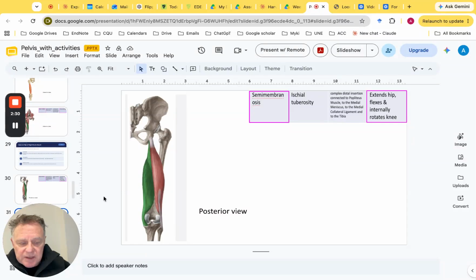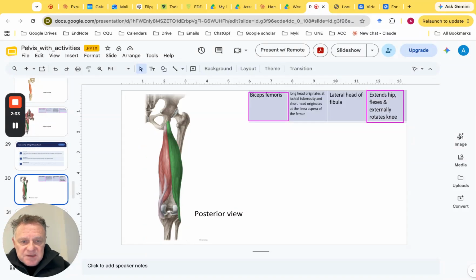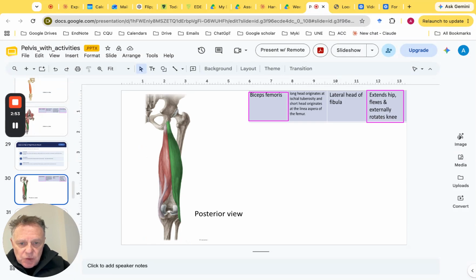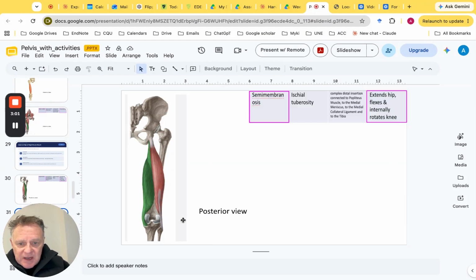Now this is medial, right? Biceps femoris is lateral, whereas semimembranosus is medial, isn't it? So it'll extend the hip as well, right? It will extend the hip joint, and it will flex and internally rotate the knee, whereas biceps femoris will externally rotate the knee. And that's really because of the position, isn't it? This is inserting into the fibula, and this is inserting into the tibia. So the medial side rotates it medially.